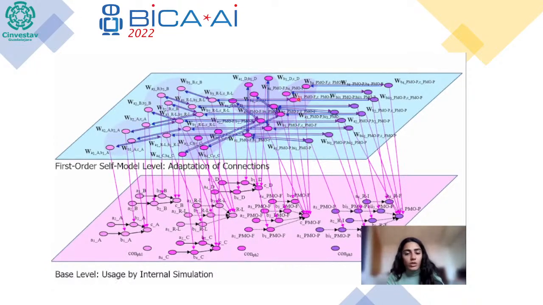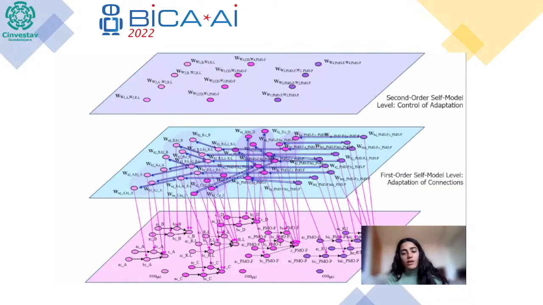And we also have the opposite arrows, because we need feedback learning to improve individuals with the help of their teams, and to improve teams with the help of their organization. These arrows are for the feedback learning mechanisms. And we have the second order self-model levels, the control of adaptation. These higher order W states represent the connection weights of these W to W connections.